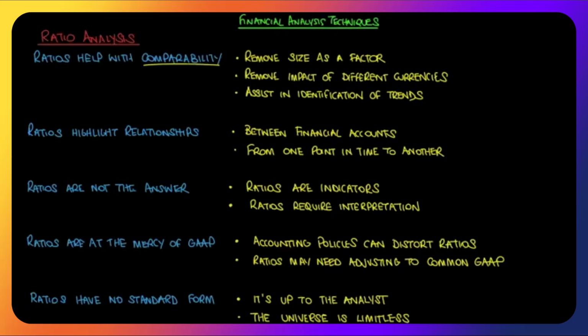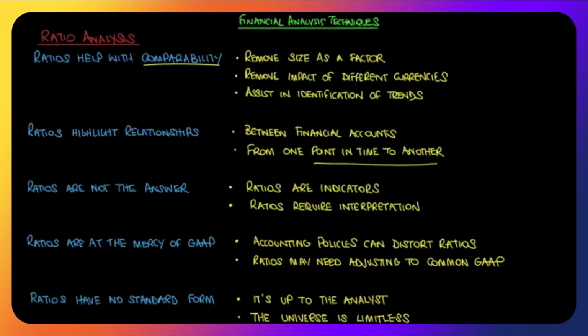They can remove the impact of different currencies. If you start to use common size statements and express things as percentages, as ratios, it doesn't really matter what currency they're in. And obviously, if we look at ratios over time, then it's going to help us identify trends. Ratios highlight relationships, truth, between financial accounts and from one point in time to another. We can do cross-sectional analysis, or we can do trend analysis, and they'll look at relationships between financial accounts.